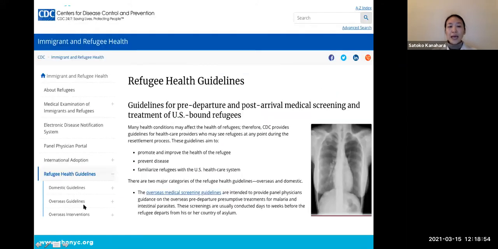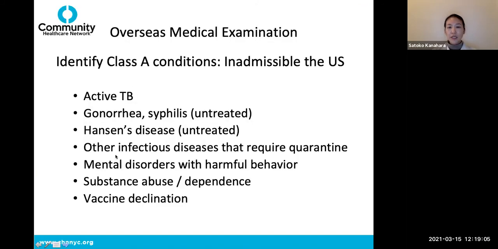What happens in the actual visits is very clearly laid out by the CDC. It's step-by-step, very detailed what we need to do. I'm not going to go through every single detail, but just to give you an idea, the overseas medical examination, which they do prior to coming to the United States, is done by US accredited physicians. They identify things called Class A conditions. Basically, these are things that make refugees inadmissible to the United States. If they have these conditions, they cannot enter the United States at that time.